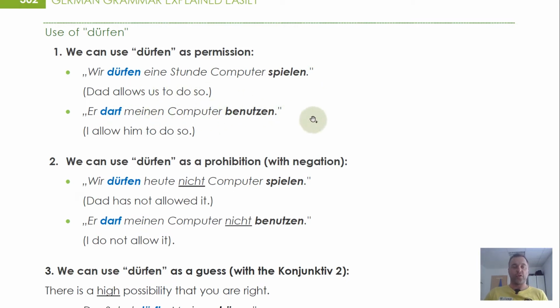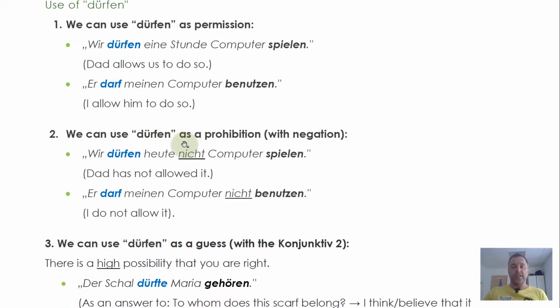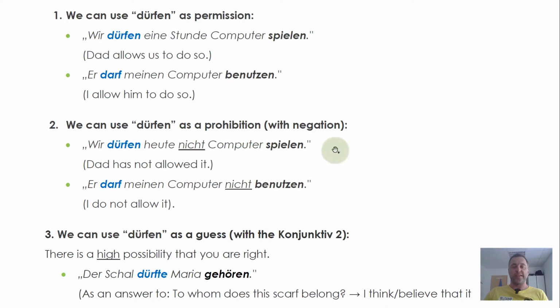Er darf meinen Computer benutzen. So he is allowed to use my computer. Means I allowed him to do so. With a negation, it's a prohibition. Wir dürfen heute nicht Computer spielen. So that has not allowed it. We are not allowed to play computer. Er darf meinen Computer nicht benutzen. He is not allowed to use my computer. I do not allow it.